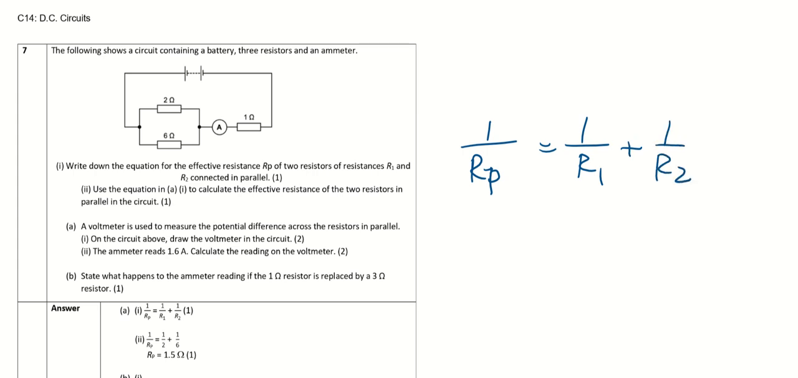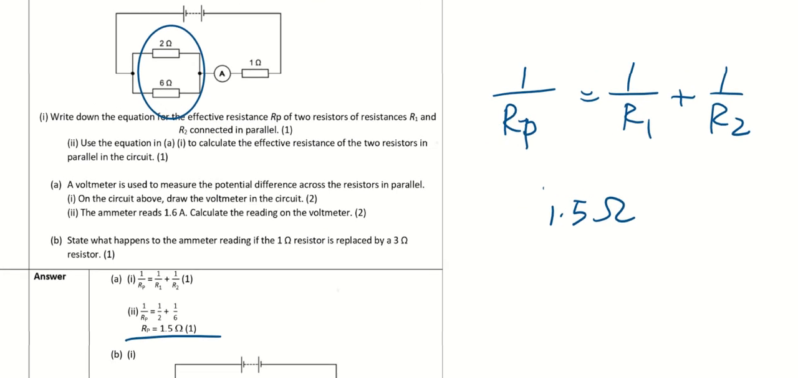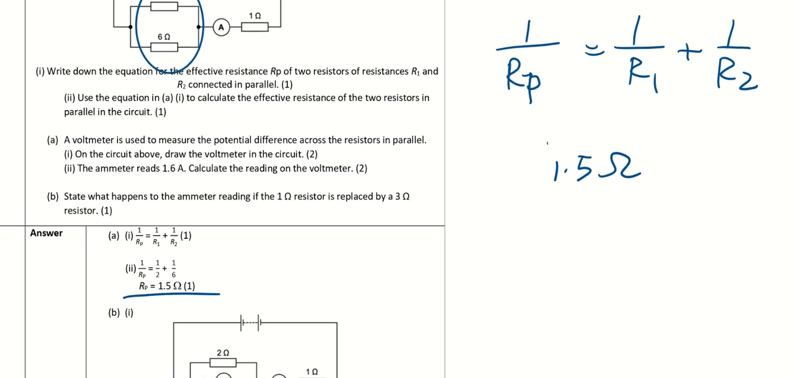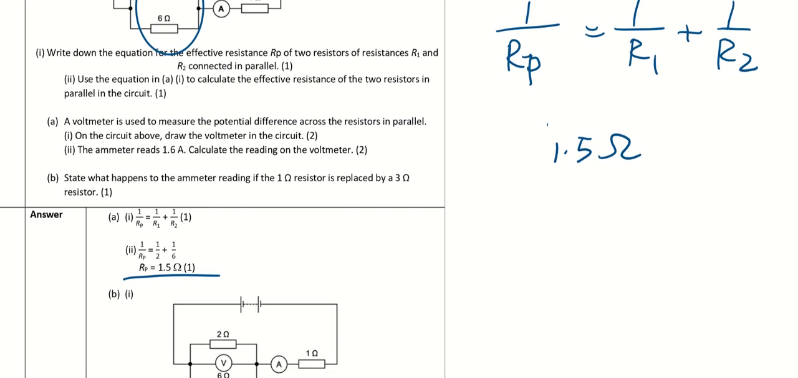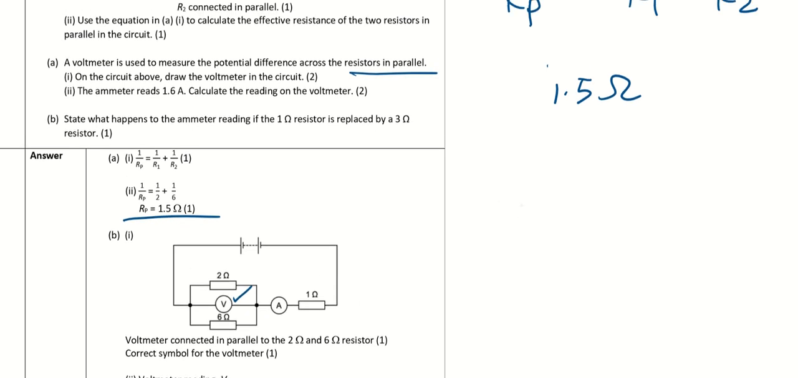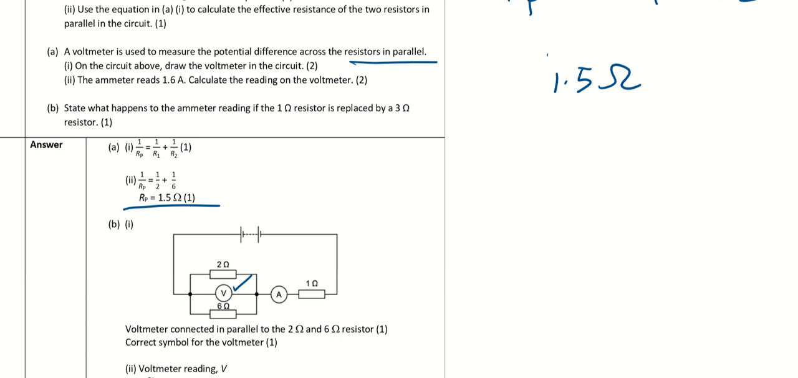Use the equation in A part 1 to calculate the effective resistance of the 2 resistors in parallel. So it's 2 and 6, which will be 1.5 ohm. You can check your answer. You shouldn't be making any mistakes with this calculation. A voltmeter is used to measure potential difference across the resistors in parallel. So you need to recognize that it is in parallel. So the answer is this. On the circuit above, draw the voltmeter. We have done that. The ammeter reads 1.6 ampere. Calculate the reading on the voltmeter.